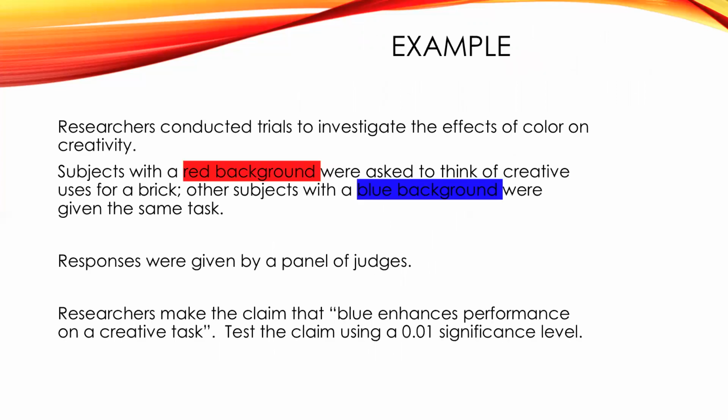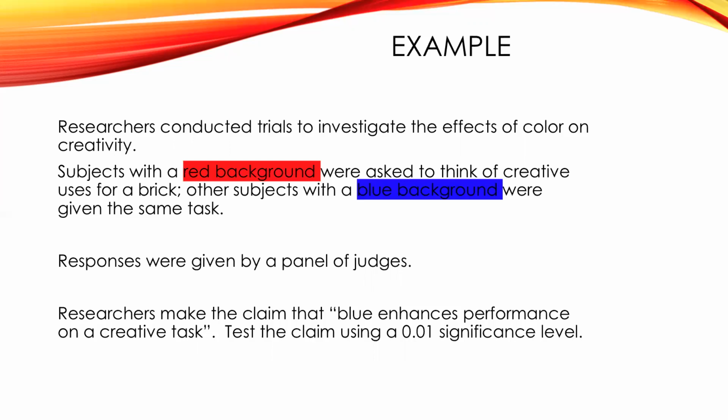So here's an example where basically they have two groups of subjects. One is given a red background, and they're asked to think of creative topics to use with a brick. The other subjects were given a blue background where they were given the same task, and their responses were given to a panel of judges who then scored them on their creativity. Researchers make the claim, though, that blue enhances performance on creative tasks. Test the claim using a 0.01 significance level.